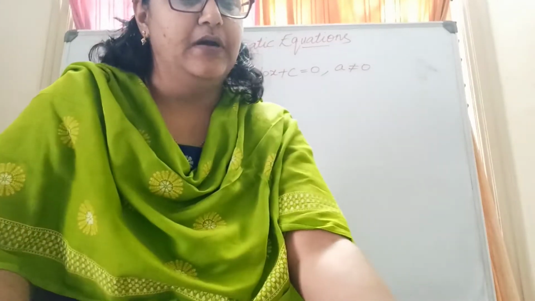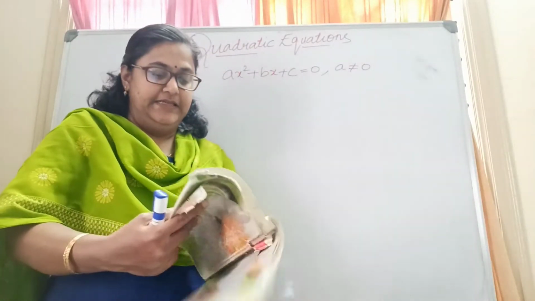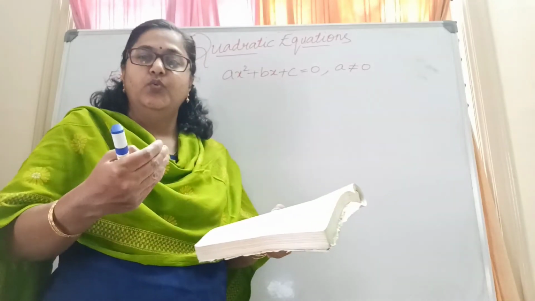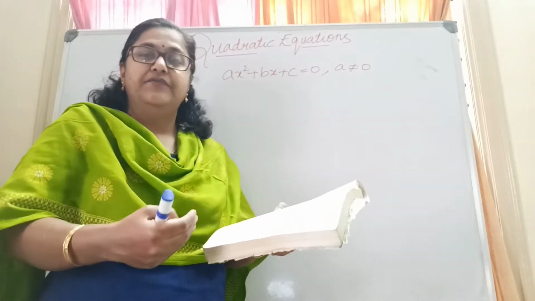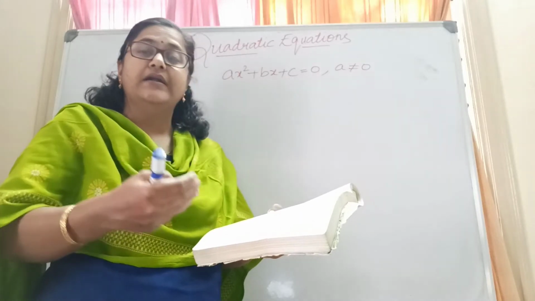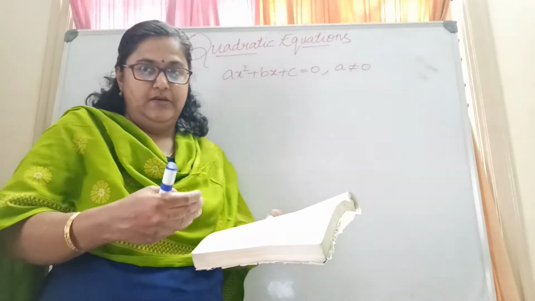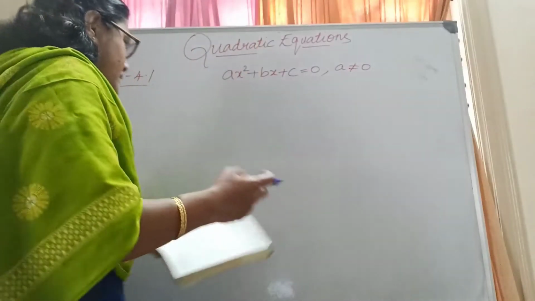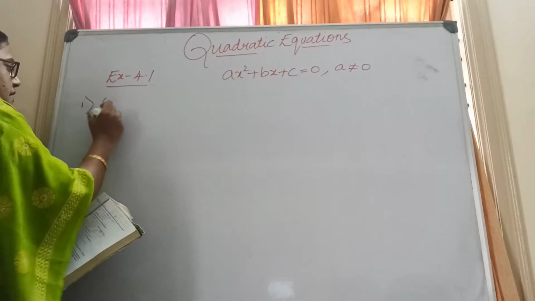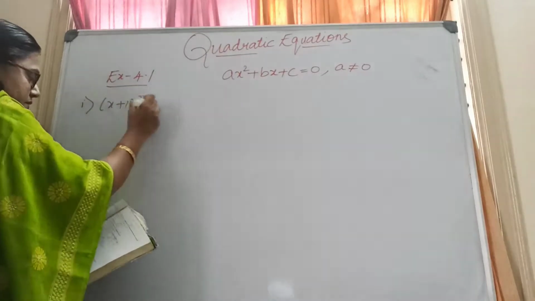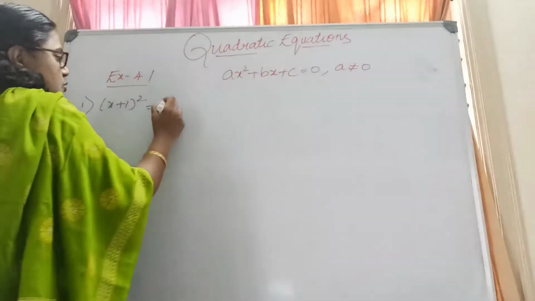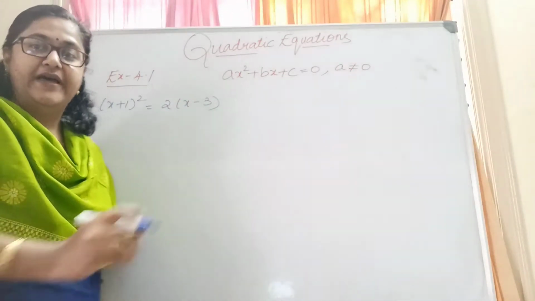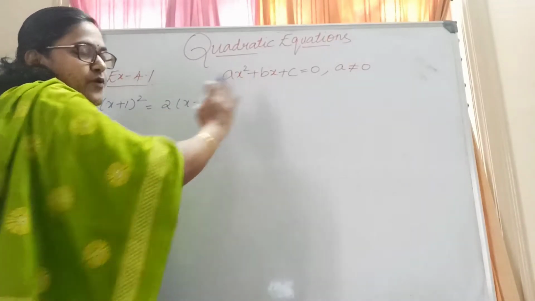The first question from this exercise is: check whether the following are quadratic equations. They have given us a few expressions. We have to find out whether they are quadratic equations or not. Okay. So let us start from the first one. The first one is x plus 1 the whole square is equal to 2 into x minus 3. Now let us try and simplify the given equation into this form.